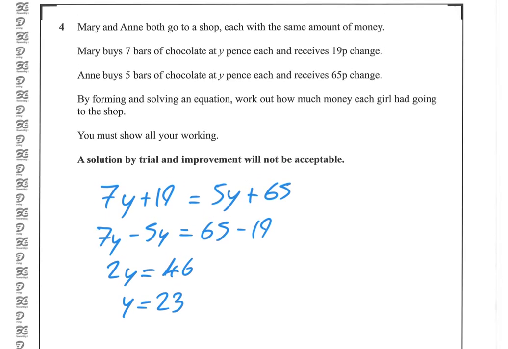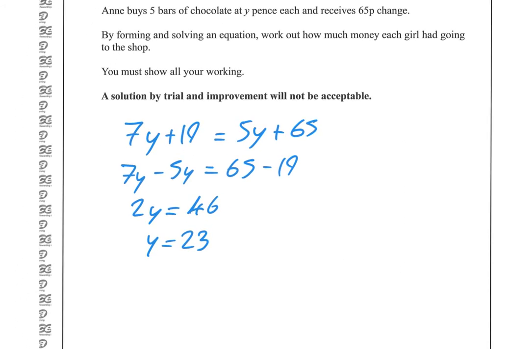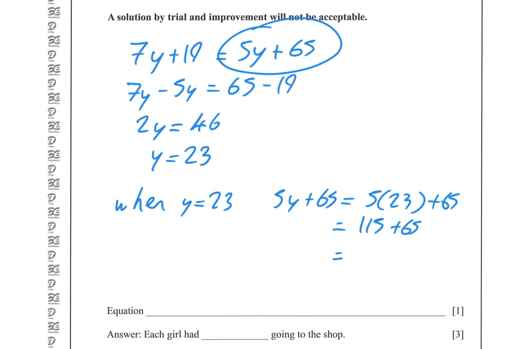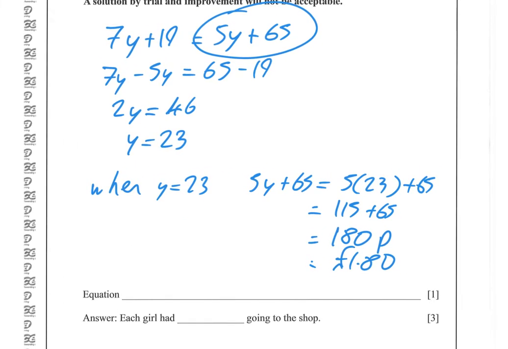So have we answered the question? It said, by forming and solving an equation, work out how much money each girl had going to the shop. So I'm going to put that back into this one. I think it's slightly easier. So we'll just say, when y is equal to 23, then your 5y plus 65 would be equal to 5 times 23 plus 65. 5 times 23 is 115 plus 65, and that's going to work out to be 180 pence, and that's going to be £1.80.